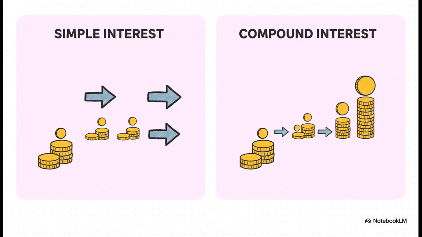Let's put them side by side just to make this crystal clear. Simple interest, a fixed cash amount every time. Compound interest, a percentage of a balance that's always growing. What does that mean in practice? It means the actual amount of cash you earn each year gets bigger and bigger and bigger.